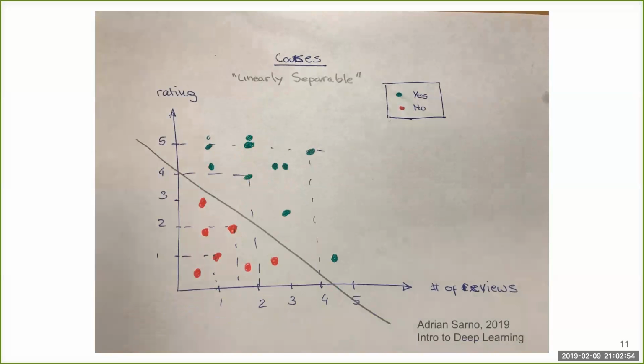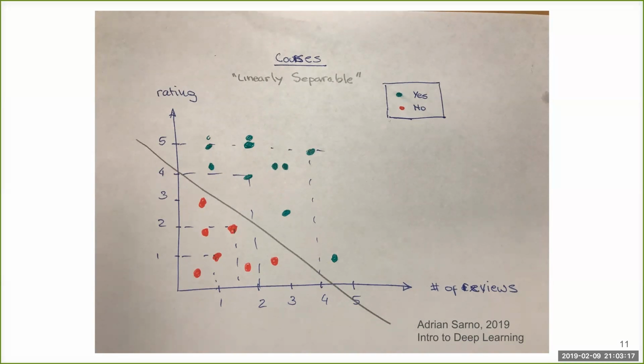We observe that the green points are above a line, and all the red points are below. So if we draw a straight line, it will separate the two classes. This line is our model. It models the decision criteria that I use to decide which course to take. We say that this data set is linearly separable.